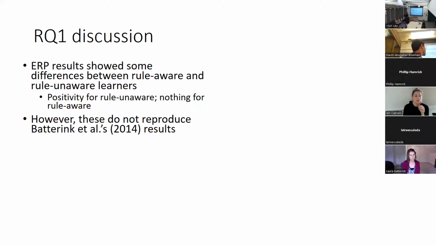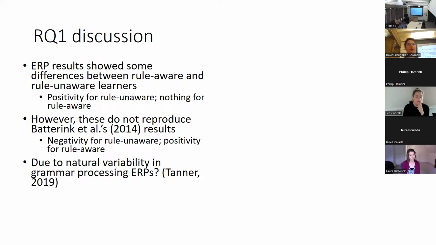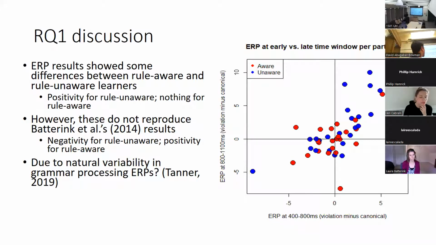The rule-aware learners didn't show anything, but this doesn't reproduce the mixed results of a negativity for the unaware learners and positivity for the aware learners. In the dissertation, I attribute this to possible natural variability in ERPs tied to grammar processing, as shown by Tanya in 2019 in this high-powered study.